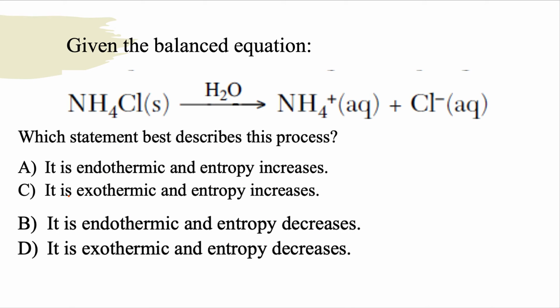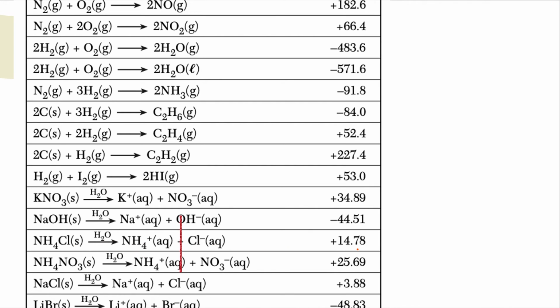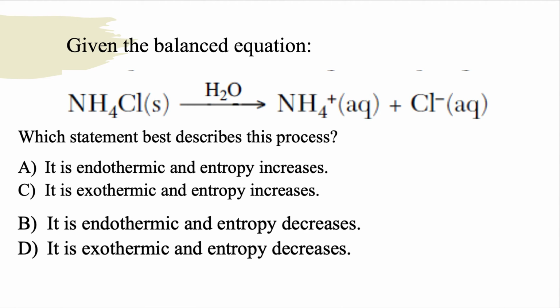Here's the next one. It says, given the balanced equation, which statement best describes this process? First we want to know, is it endothermic or exothermic? Energy is not written anywhere in the system, so we have to go to that table again. We already did it here. We know it's endothermic, it's positive 14. That's how we know it's going to be endothermic. So it can't be C or D because it's not exothermic. Then we want to know, does entropy increase or decrease?